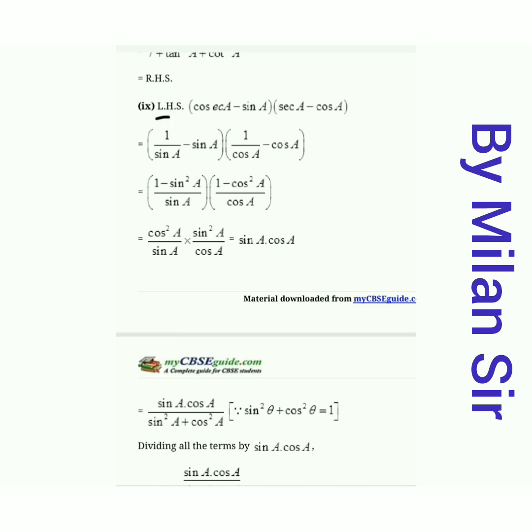So solve left hand side up to this step, means sin A into cos A, right? It is up to this step, it's a common step, right? Then start solving right hand side. Right hand side is equal to 1 upon tan A plus cot A.